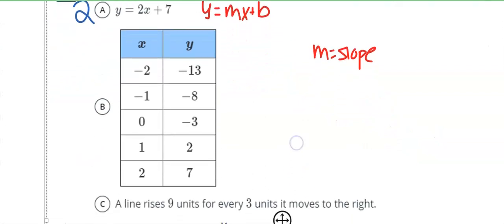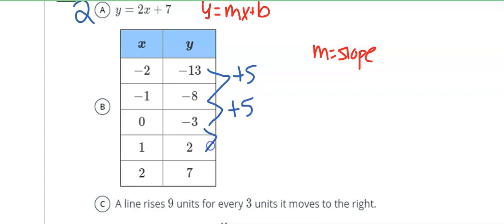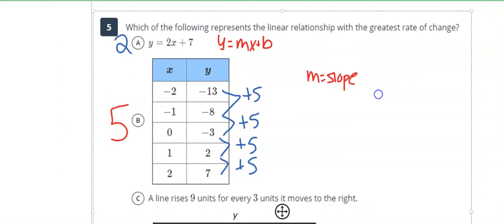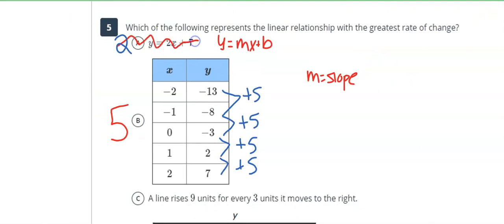Now if I look at B, I'm looking to see how we're getting our y's, because if I look at my x's, they're going up by 1, so I want to know what happens here. To get from negative 13 to negative 8, I'm going to add 5, because negative 13 plus 5 is equal to negative 8. If I look from negative 8 to negative 3, again it's plus 5, and so on. They are all plus 5, which means that my rate of change here is equal to 5. So far, B is in the lead, so I know it can't be A.